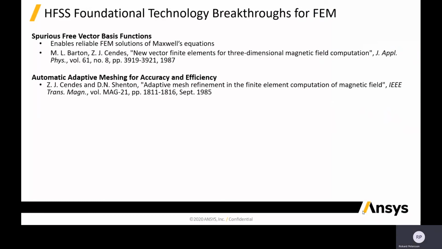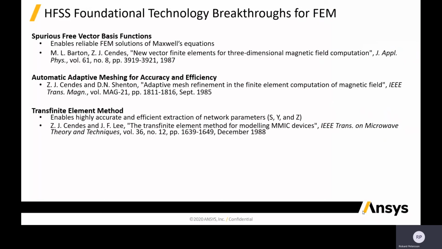And next is the automatic adaptive meshing for accuracy and efficiency. Again, Cendes and his collaborator Shenton started this early in '85, and we have ever since improved this process, and I'm going to speak to that a bit later. Next is the transfinite element method. It enables highly accurate and efficient extraction of network parameters, such as the S-parameter matrices. And again, Cendes and his collaborator Lee, in this case, published their paper on this method in 1988.